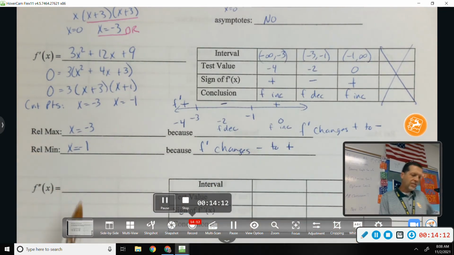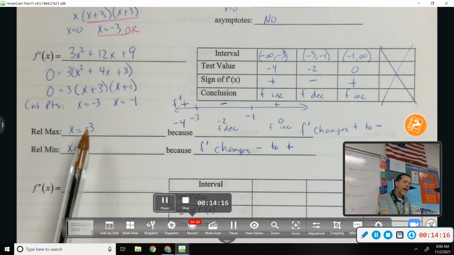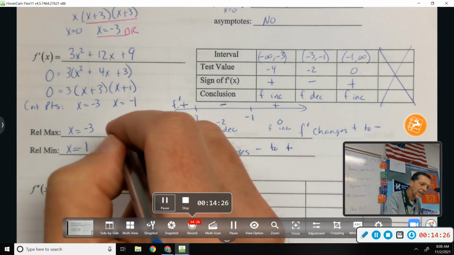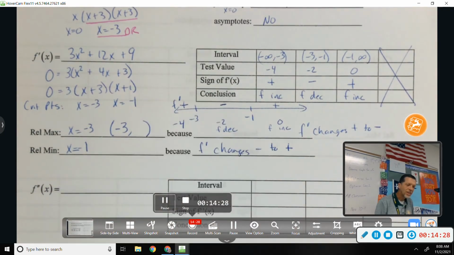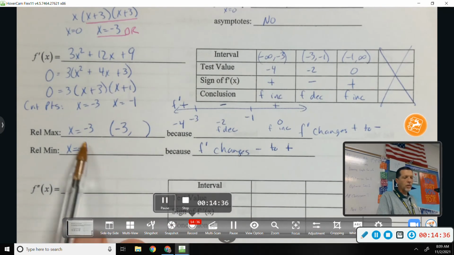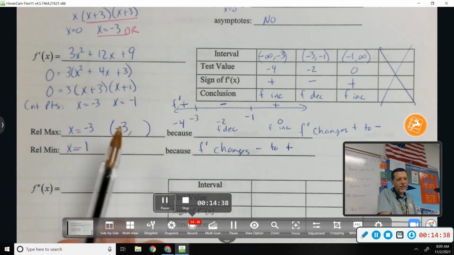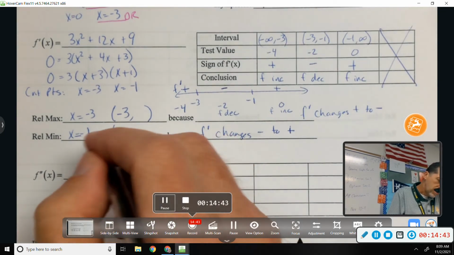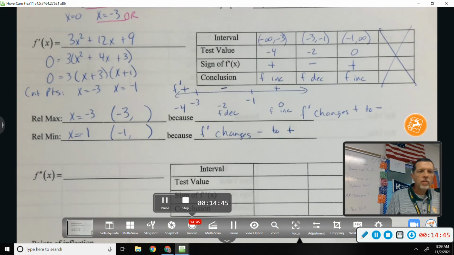Now, that's not wrong, but the reason I'm doing this is to get to a graph. So I have an x value, but if I want to put that on the graph, what else do I need? It'd be helpful to have a y value. So I need to figure out what f of negative 3 is so that I can put that point on the graph. Knowing where the max is is helpful, but if I want to graph it, I need to know its y value. Same thing with the min.